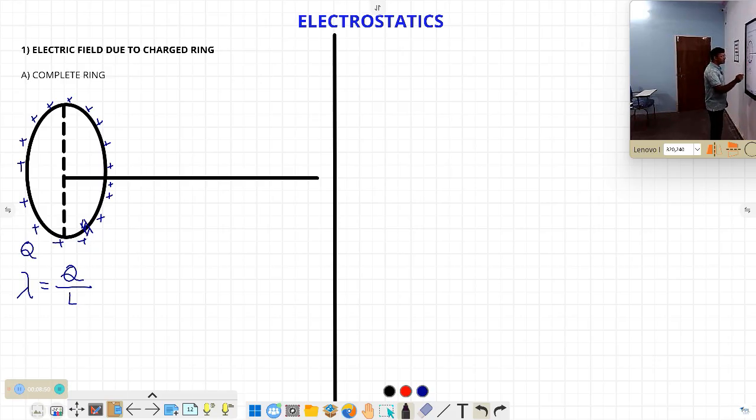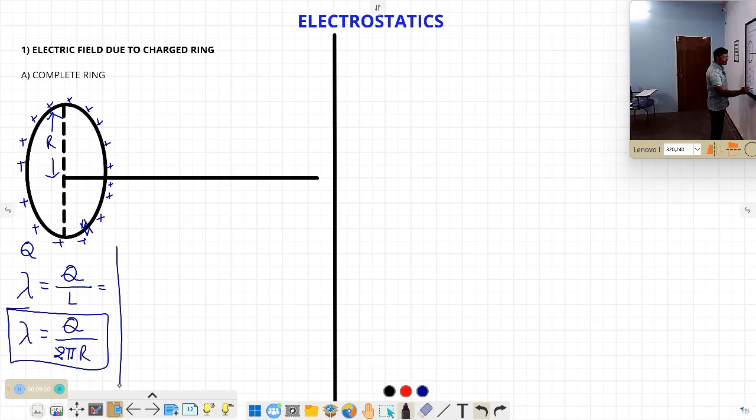So the total charge of this one, that is, what is the length of this ring? The length of the ring is nothing but the circumference of the circle, that is 2 pi r. What is r here? r is the radius of the ring. So from this, what is the charge on this ring? The charge on this ring is equal to nothing but lambda into 2 pi r. This is the total charge on the ring.